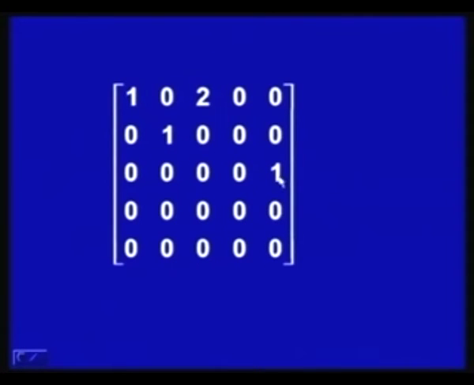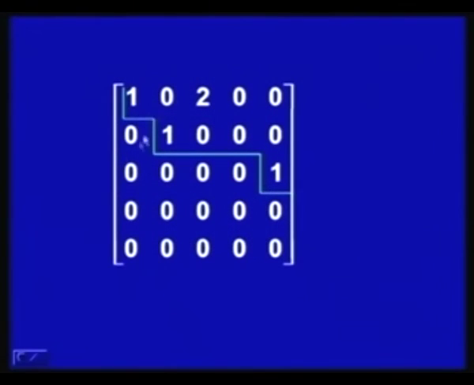Similarly, these 2 rows have non-zero elements, and this is the leading element of this row, and this is the leading element of this row, which is on the right of this one. So, this satisfies all the properties of row reduced form. So, we say this matrix is in row reduced form.